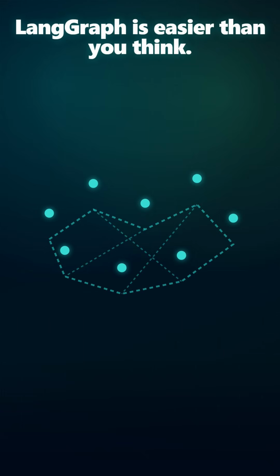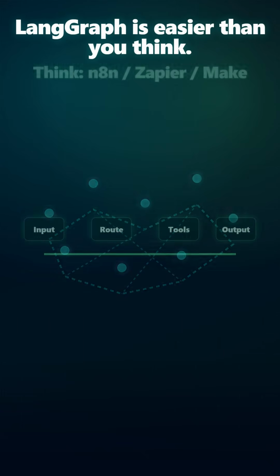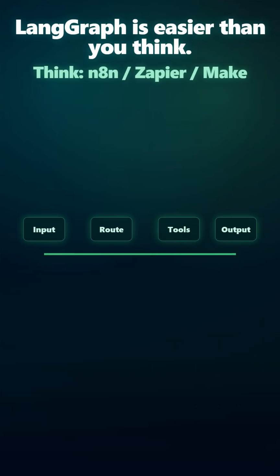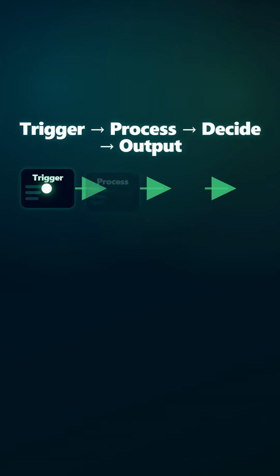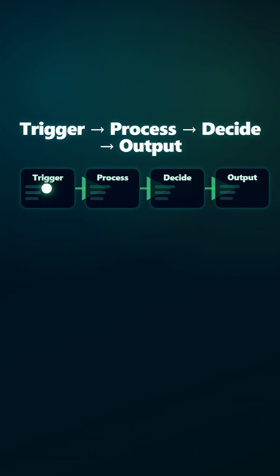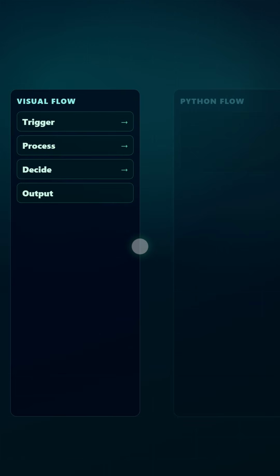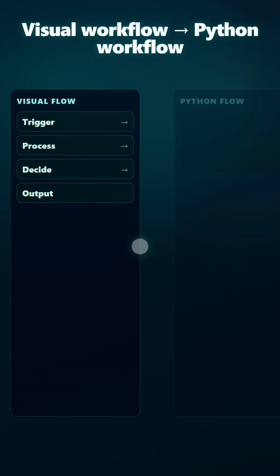LangGraph is actually much easier once you stop treating it like some mysterious AI framework. I want you to think about tools like N8N, Zapier, or Make. Once you build a workflow there, you connect the steps together. One step receives data, another step processes it, another step makes a decision, another step sends the final result. LangGraph works with the same mental model.